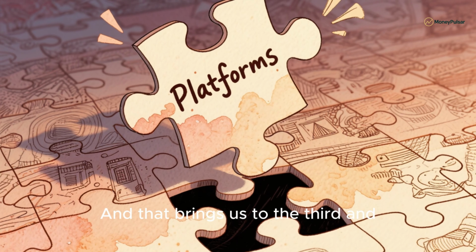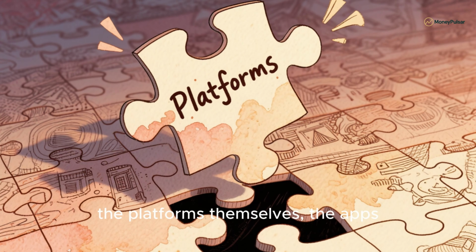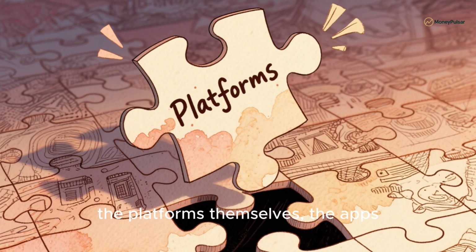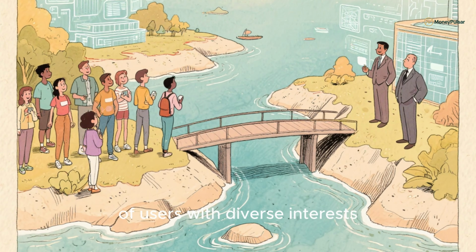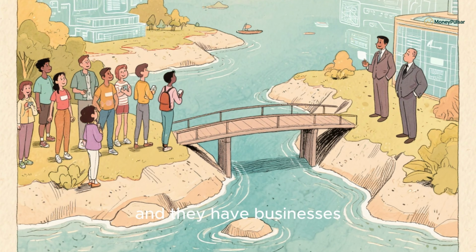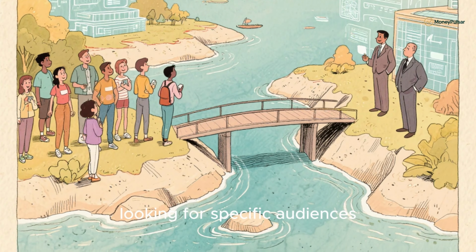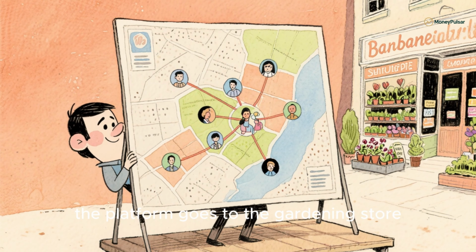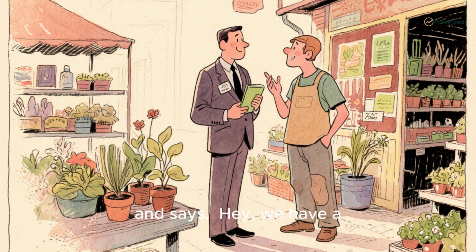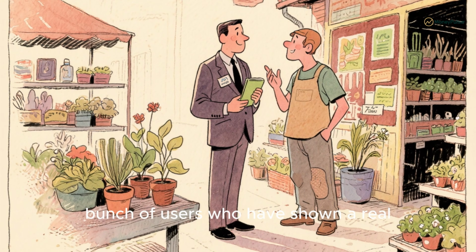And that brings us to the third and final piece, the platforms themselves. The apps. These apps act as a bridge. They have a community of users with diverse interests, and they have businesses looking for specific audiences. The platform's job is to connect them efficiently. So, the platform goes to the gardening store and says, "Hey, we have a bunch of users who have shown a real interest in gardening."